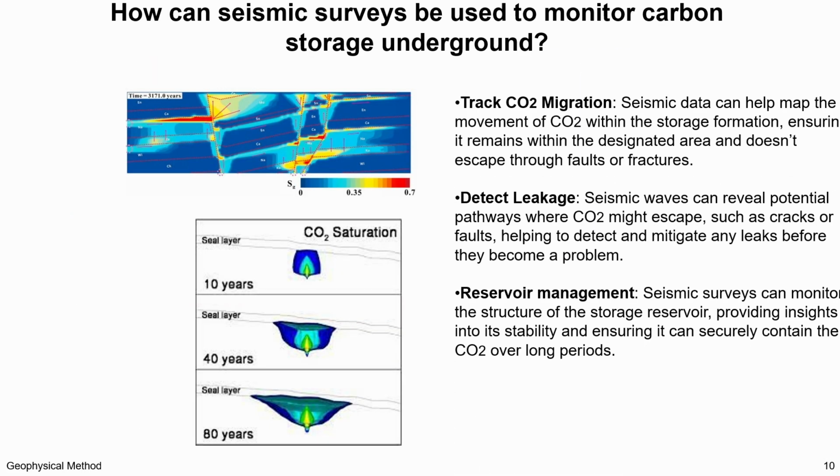This slide summarizes three major roles of seismic surveys in carbon storage. First, they can track CO2 migration and confirm that the plume stays within the intended area. Second, they can help detect leakage pathways, such as faults or fractures. Third, they support reservoir management by monitoring structure and stability over long periods. This slide is one of the most important take-home messages of the CCS section.